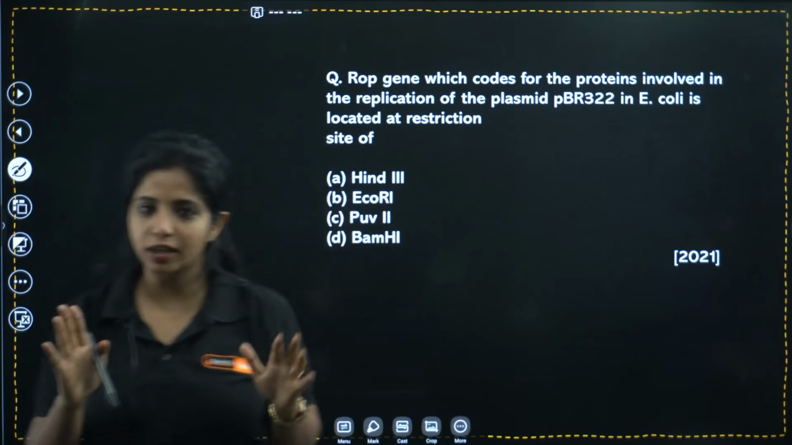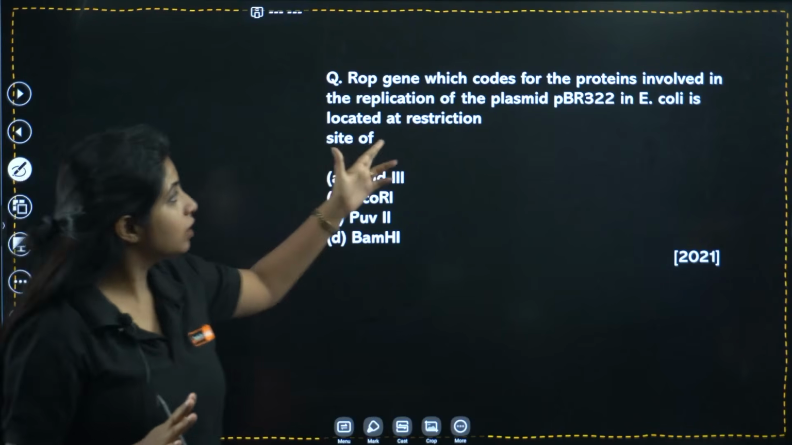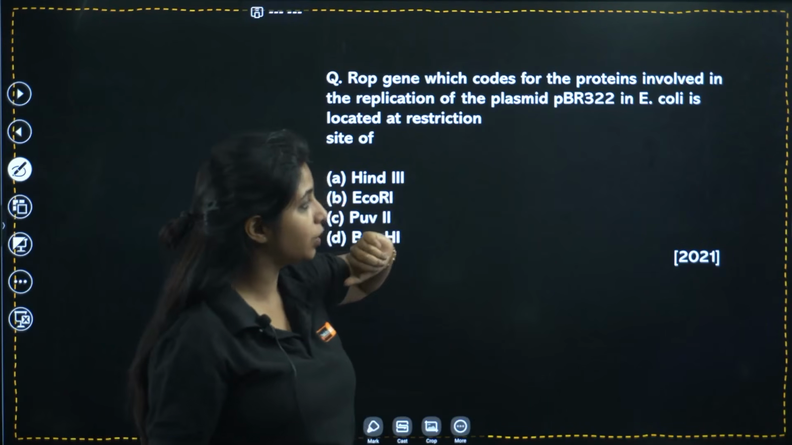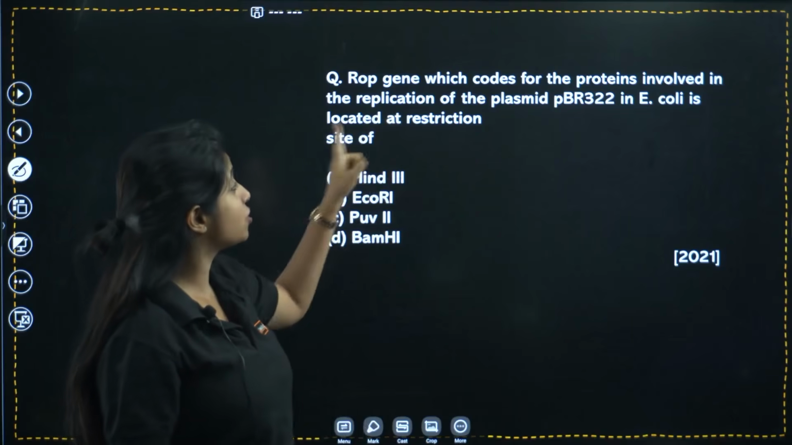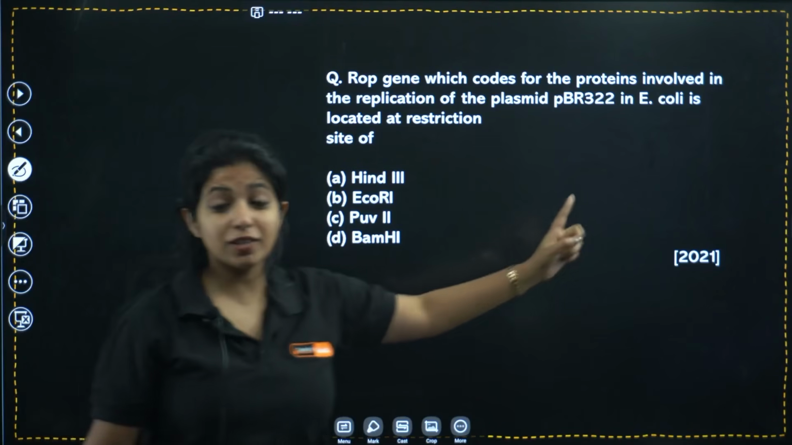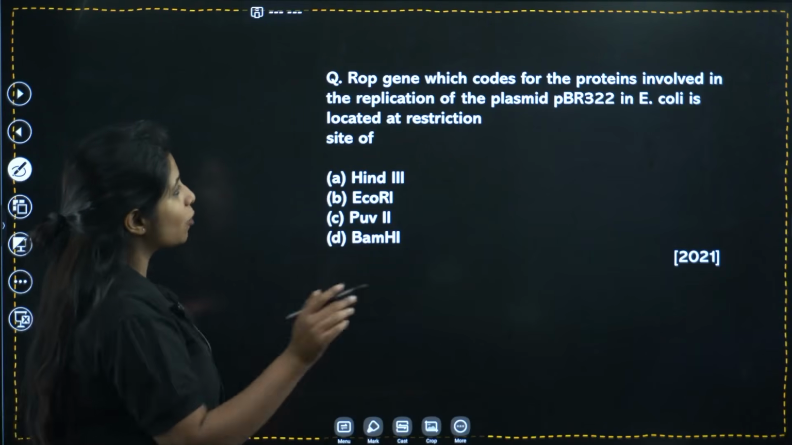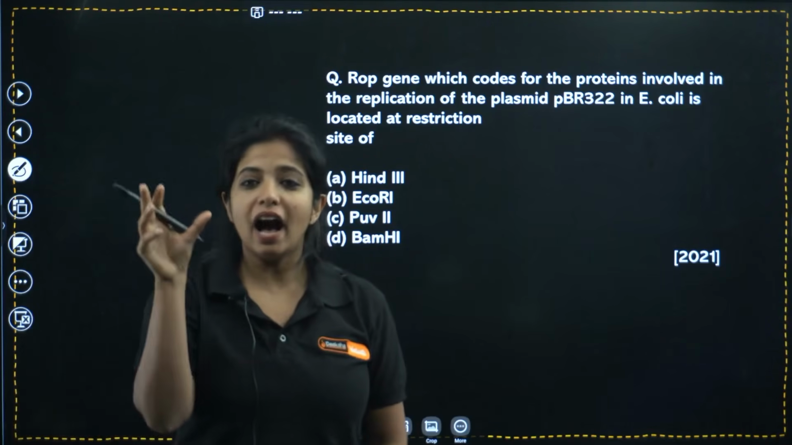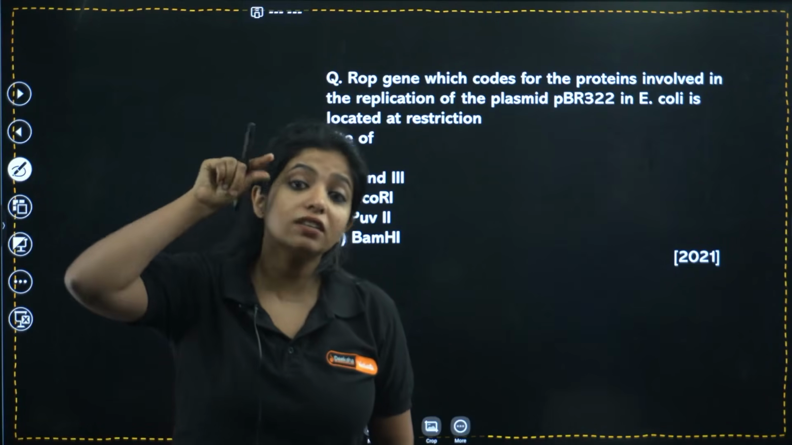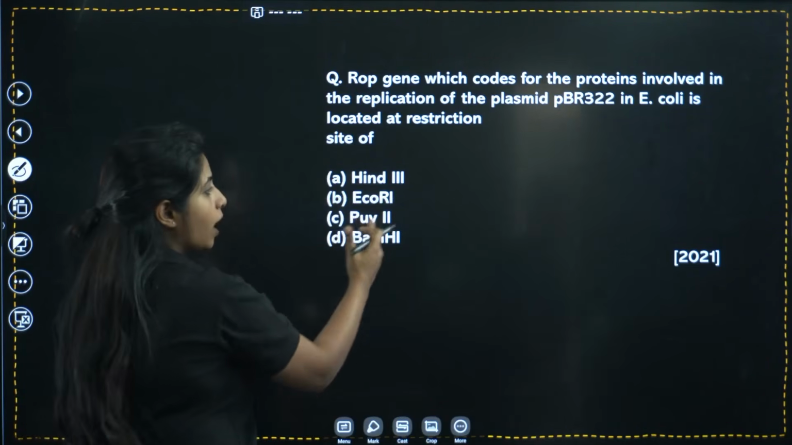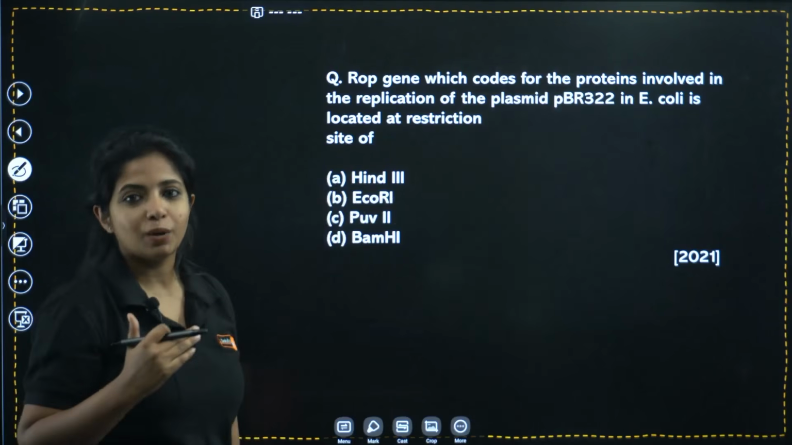And now there's a question that I want to ask you. The rop gene, which codes for the proteins involved in the replication of the plasmid pBR322 in E. coli, is located at the restriction site of what? This is a 2021 question of KCET. They are asking you, in the rop gene, which restriction enzyme site is there. Is it HindIII, EcoRI, PvuII or BamHI? What do you think is the answer?